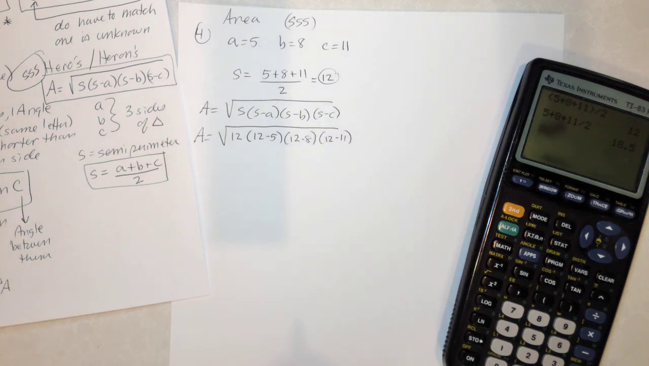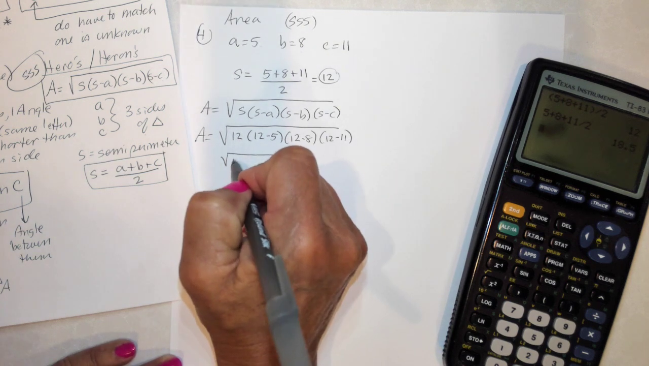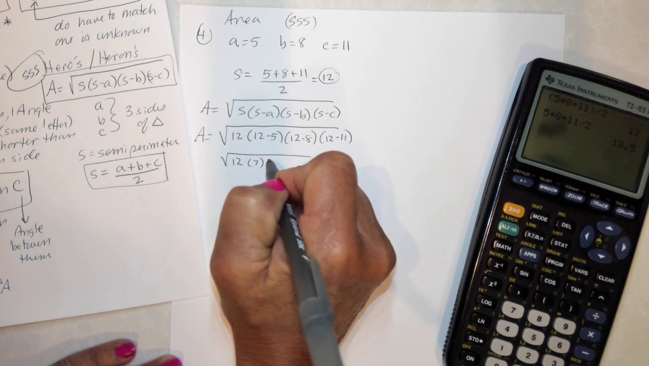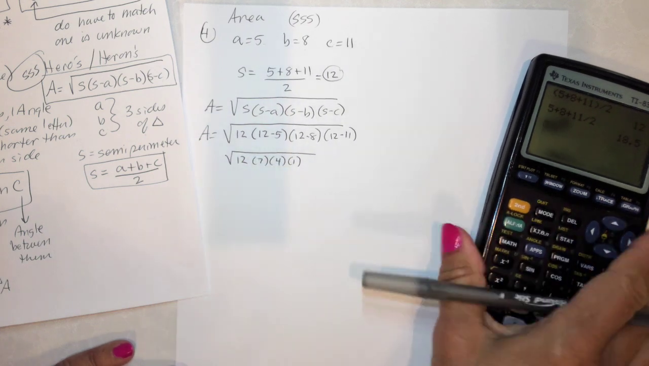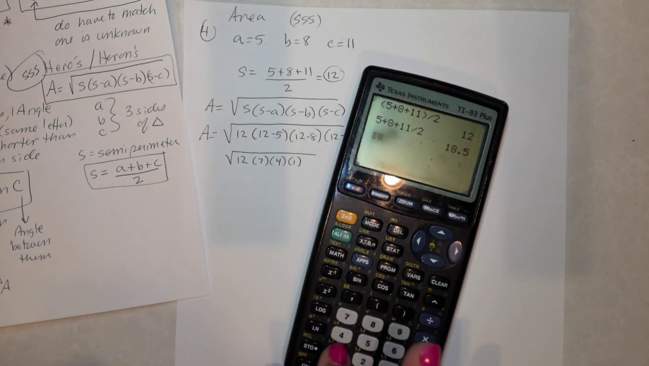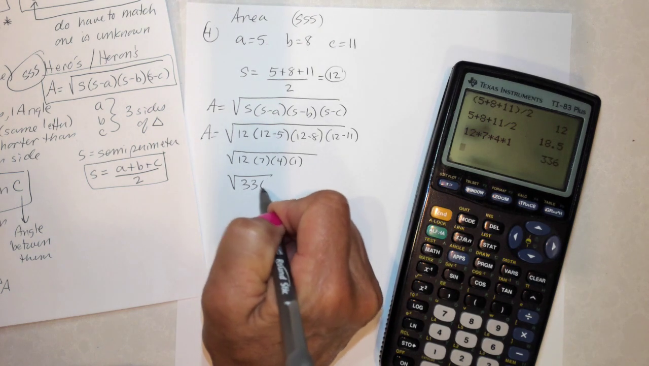And you can do however much of this you want in your calculator. I usually try to make it not quite so messy. So I would have 12 times 7 times 4 times 1. And then I just do the part that's under the radical. You can do it however you'd like as long as you use all the right keystrokes. So I'm going to get a 336 under the radical.